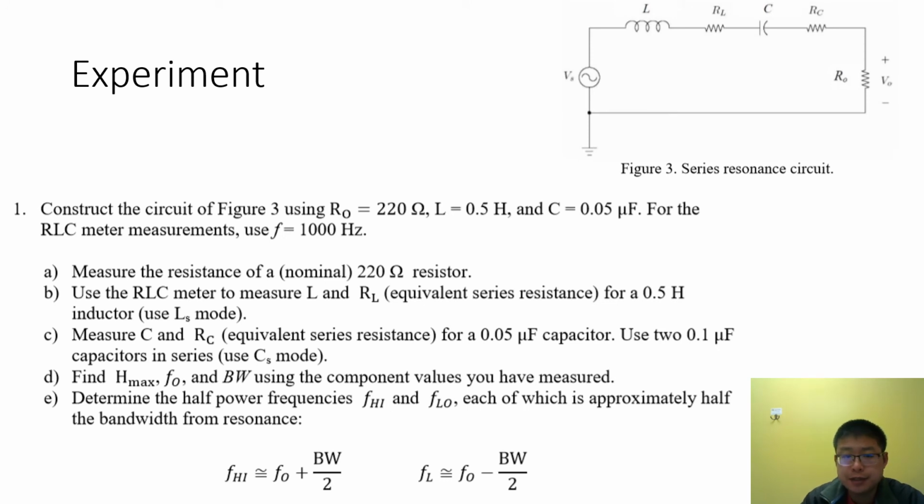In the experiment, we will build the circuit according to figure 3. Here RL and RC are the equivalent resistances of the inductor and the capacitor. And R0 is a resistor, that's the load. We build the circuit and do the measurements, and we can use the previous equations to calculate the H max, the resonant frequency, and the bandwidth.